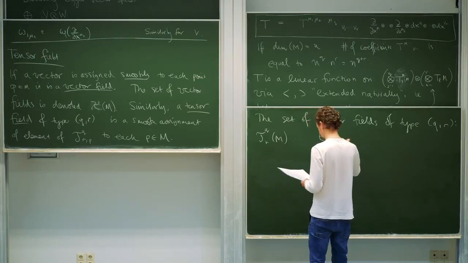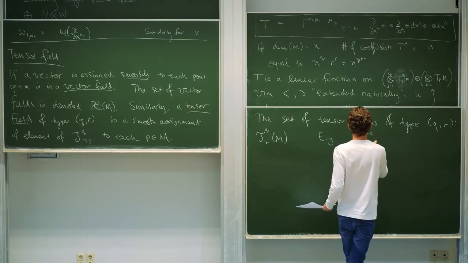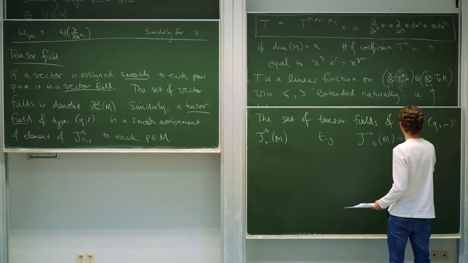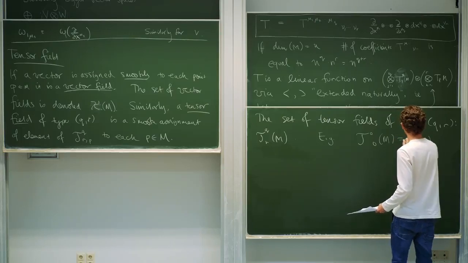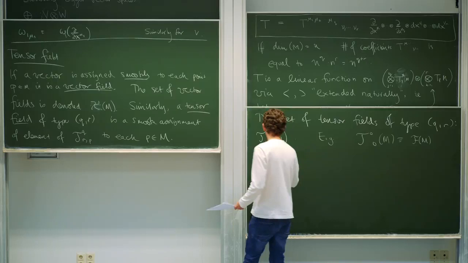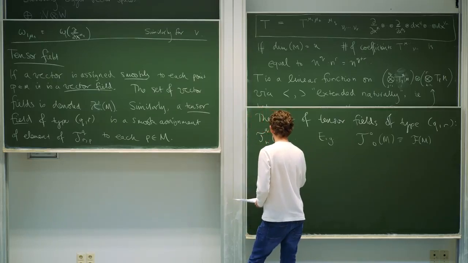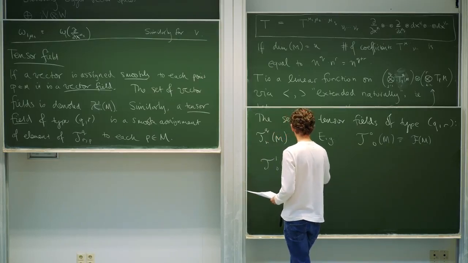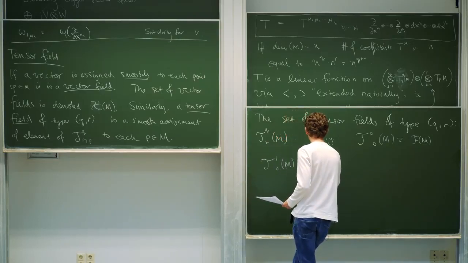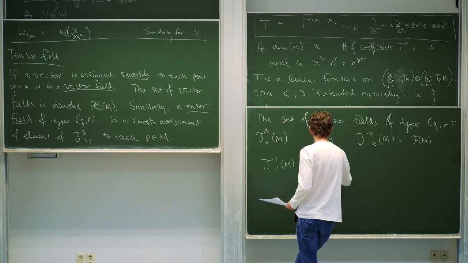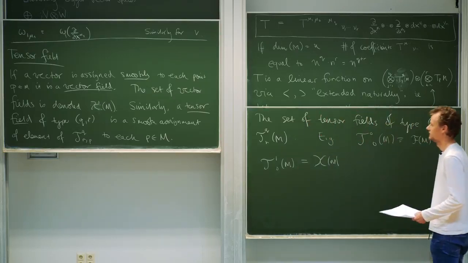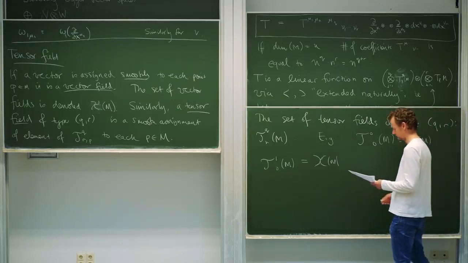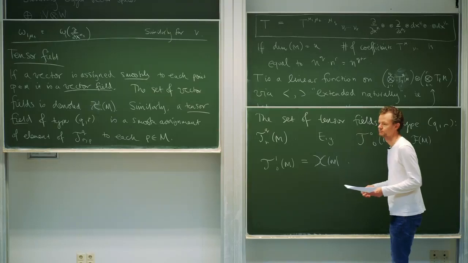And just an example of this notation at work. The set of 0, 0 tensors, what are they? Well, they're just functions. That's equal to the functions on the manifold. The set of 1, 0 tensors is the set of vector fields, calligraphic M. Yeah, that'll do.